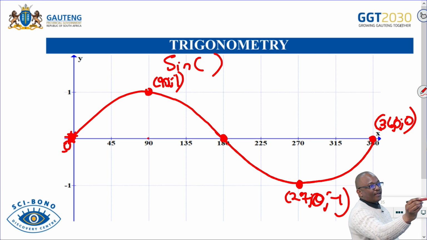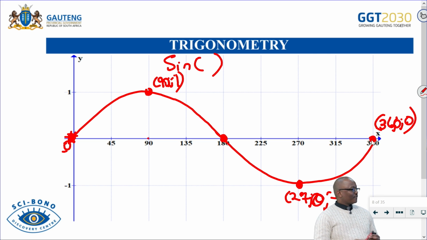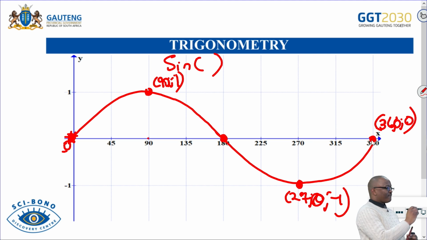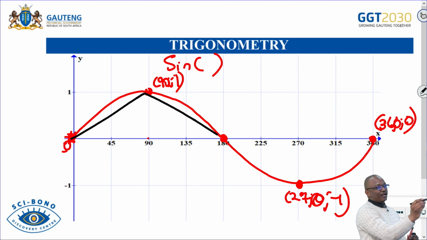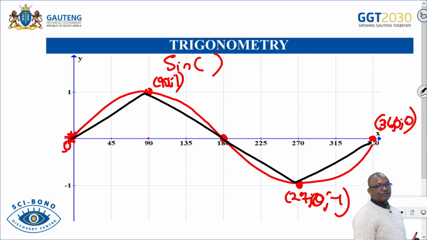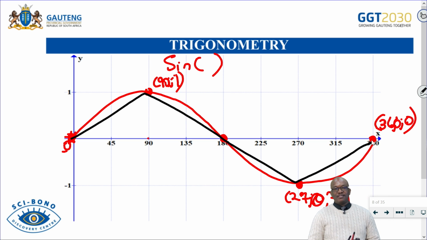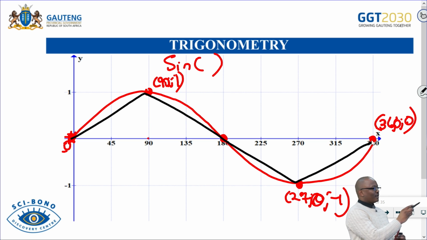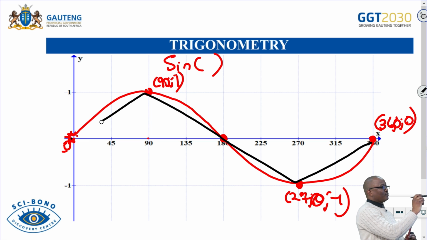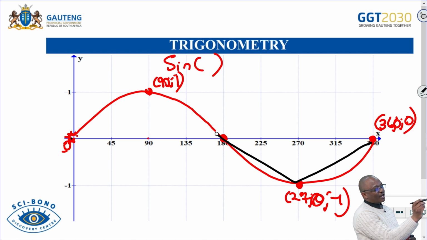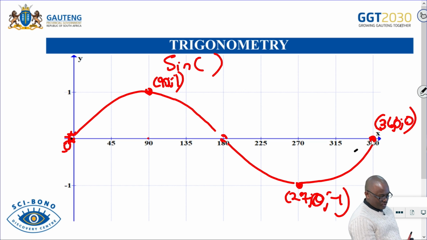Correct? Then where it ends at 360, you will join your graph using curves. You must avoid just drawing a graph like this one, you will get it wrong. Those are two different things, so the black one is going to be wrong. You must always use curves. You can't join those points using a straight line. You must always use curves.